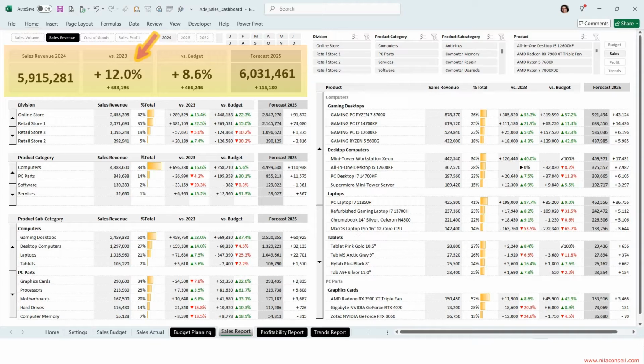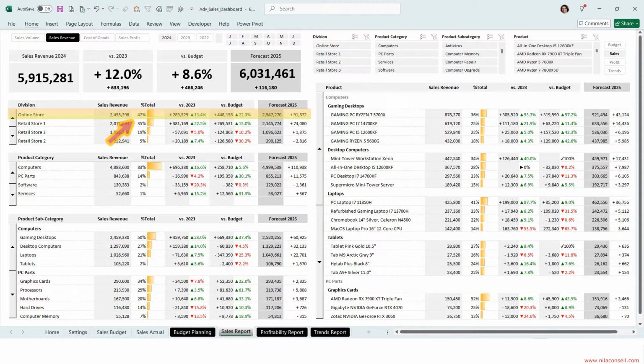Actual sales revenue increased by 12% compared to past year. Actual sales revenue exceeds budget by 8.6%. The company earned $466,000 more than planned. 2025 sales revenue will increase by $116,000.